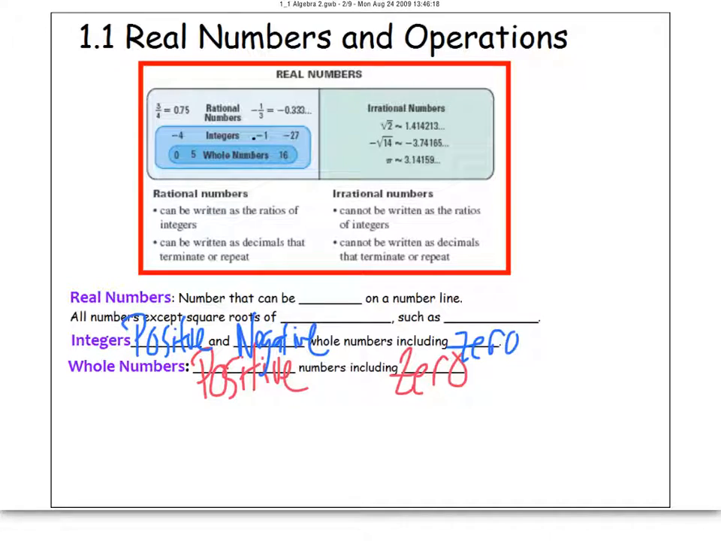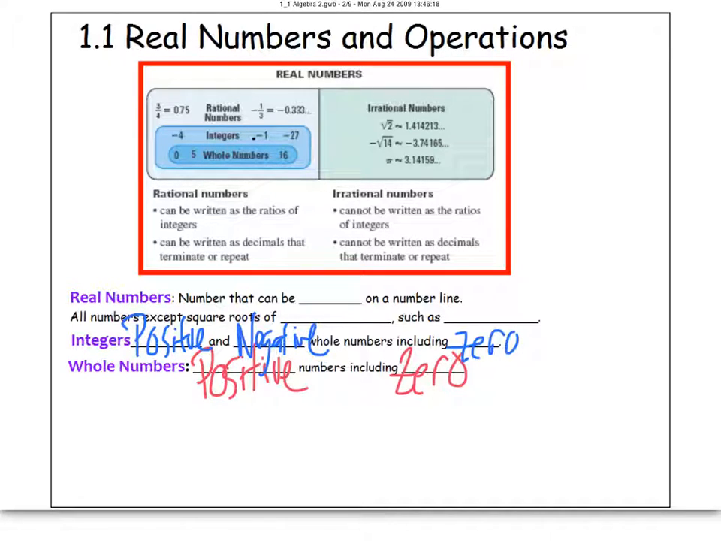Then the next level after the integers are the rational numbers. Rational numbers include those whole numbers, they include the integers, but they go one step further and they also include fraction numbers. So anything that can be written as a fraction. Now, -1/3 can also be written as a decimal. Notice the pattern of this decimal. It does have a repeating pattern, but it also can imply that it's this fraction.